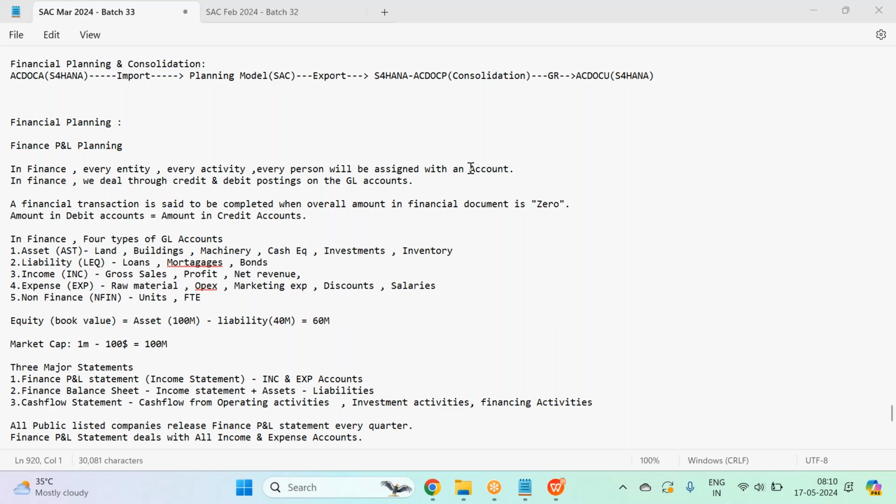So generally, I'm speaking about how in finance everything will be assigned an account. For everything, we have an account, whether you're spending or receiving. For sales also we have an account. How much we are selling to the customers and receiving from the customers, we have an account for that. Whether it is an expense or income, for everything we have an account.